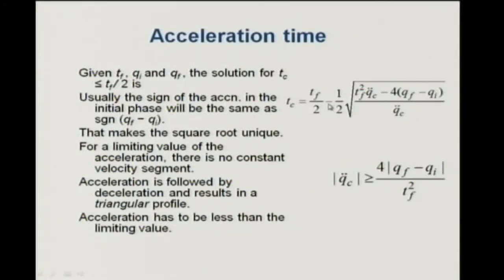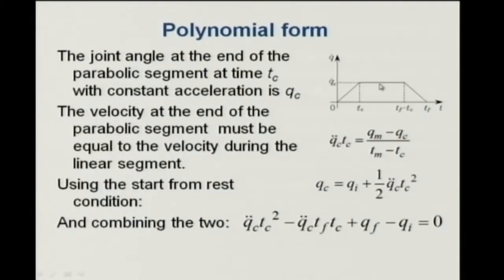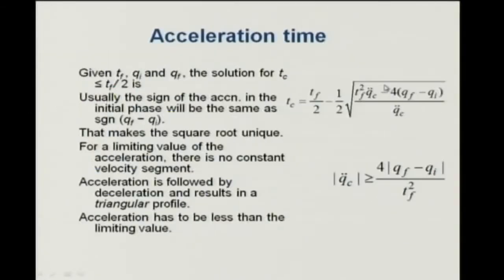Now, there are a couple of things which are of interest here. Even though there are two possibilities here, you can eliminate one of them, because Tc has to have a limiting value. It cannot be more than Tf by 2, right, because you are accelerating over that. So essentially one solution that you get is Tf by 2 minus something, the other solution is Tf by 2 plus something, right. So you obviously eliminate this solution because of the physics of the problem. So you have a unique solution for Tc which you can solve for.